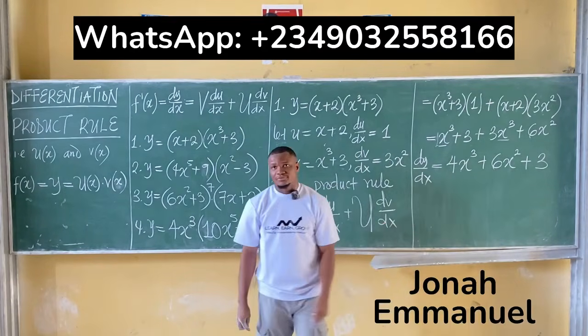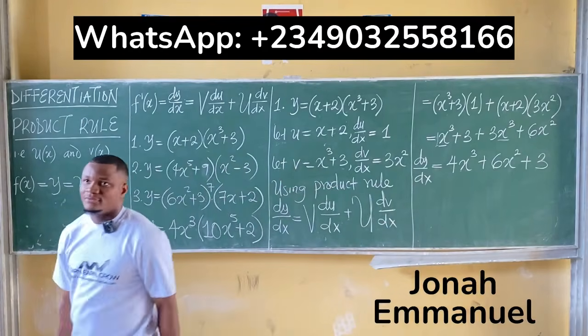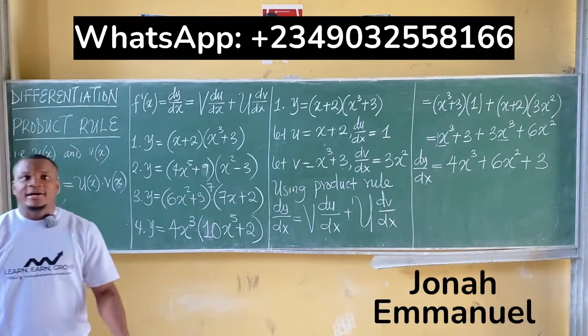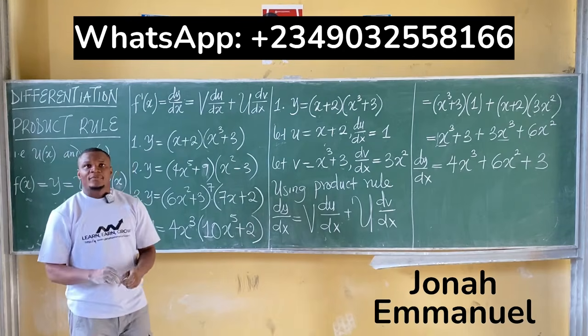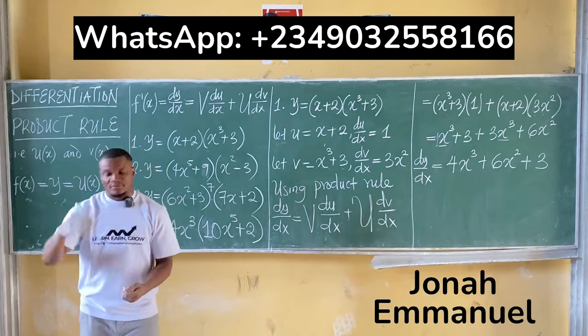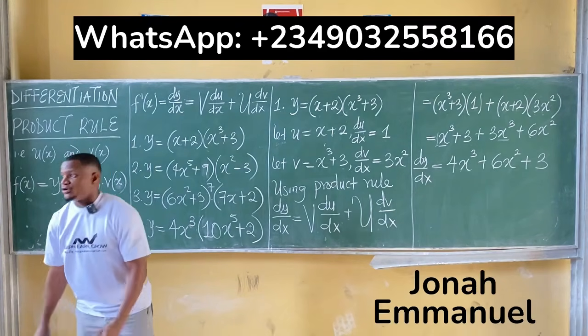This is product rule. Right? No big deal. v du/dx plus u dv/dx. That is product rule. No big deal.